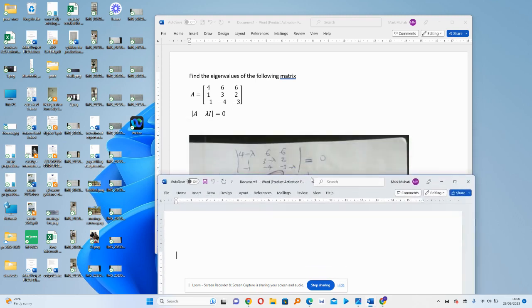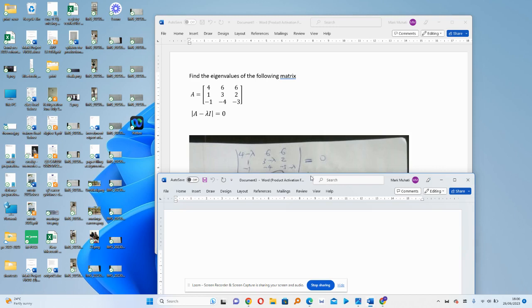When you write it in full, it is going to be 4 minus lambda, 6, 6, 1, 3 minus lambda, 2, -1, -4, -3 minus lambda. Of course, when we find the determinant of that particular matrix, we are going to get the characteristic equation from which we're going to find the values for lambda.